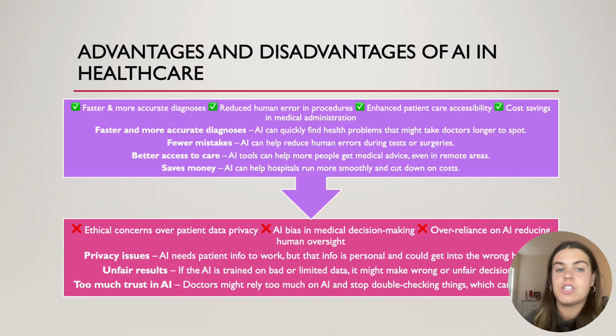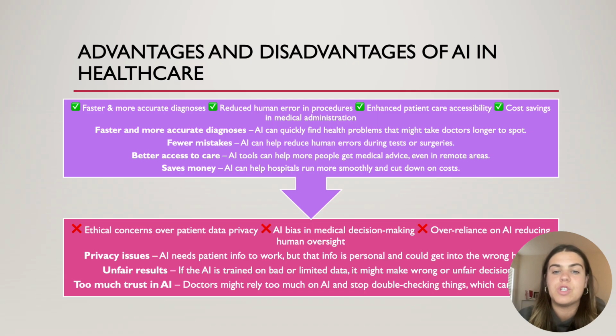So my first advantage is it's faster and more accurate. AI can quickly find health problems that might take doctors longer to spot. A lot of times people go to numerous doctors and they get told different things, and it takes a while for them to figure out what's actually going on. So AI could help with this. It can spot it easier and faster, and patients don't have to wait that long. My second advantage is fewer mistakes.